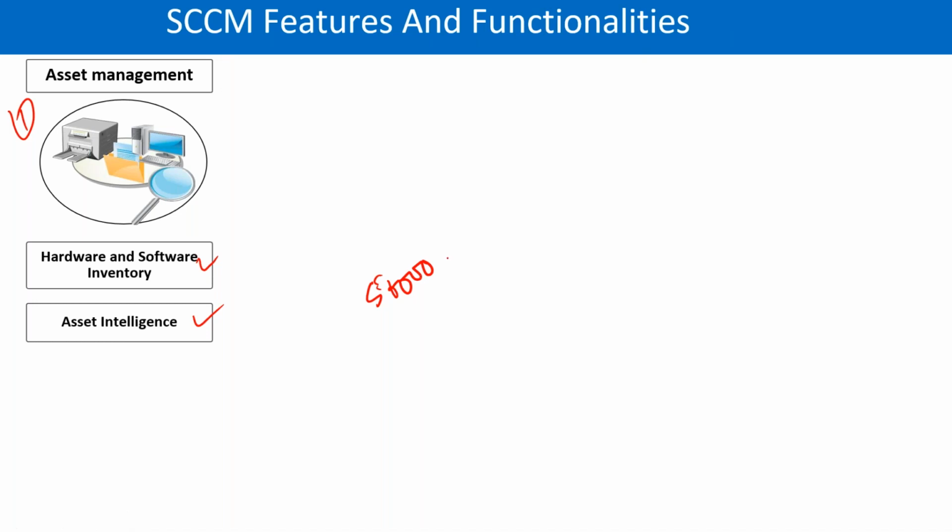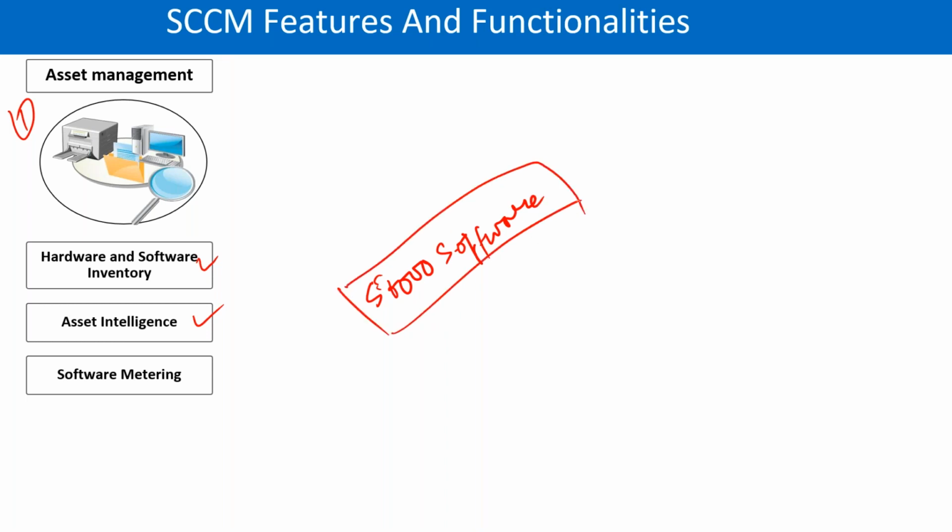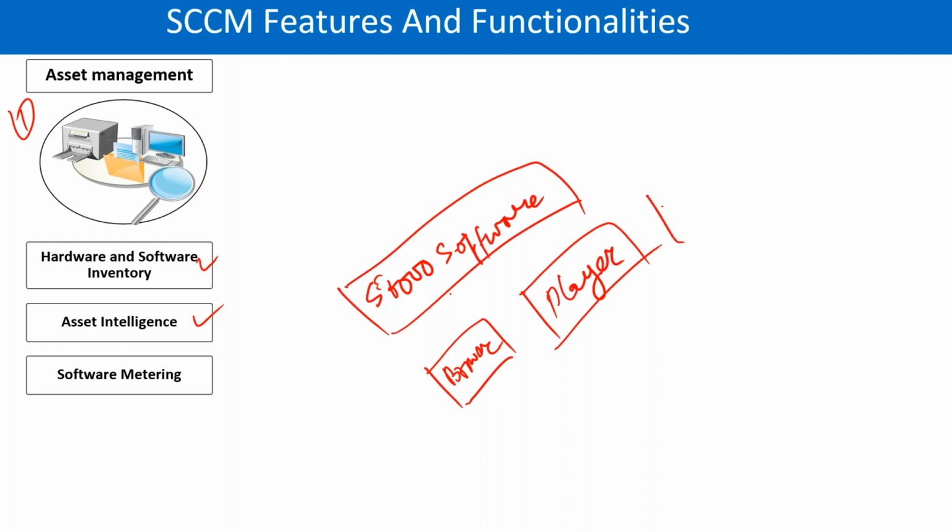Now, for example, there are 50,000 software installed in 10,000 computers. In order to categorize this software, let's say some software belongs to the browser family, like Internet Explorer, Google Chrome, Firefox. They come under the browser family. Some applications come under the player family, like VLC media player, MX player, Windows Media Player, right? There are multiple iTunes players. So those applications will come under the player family.